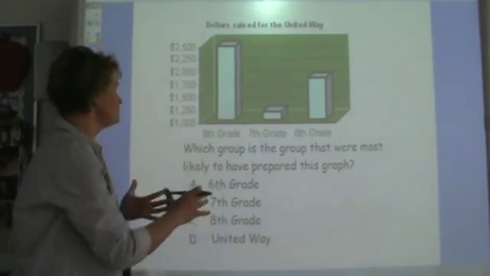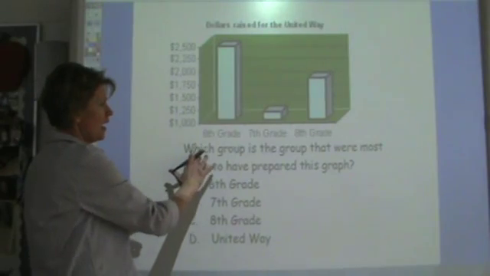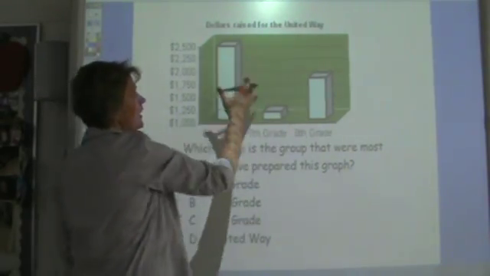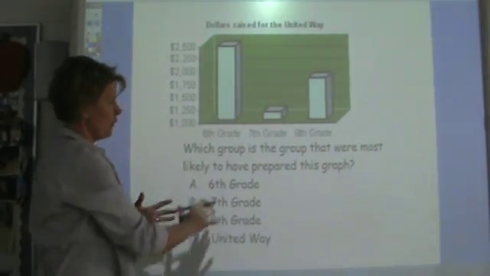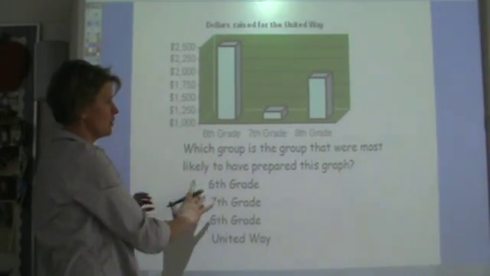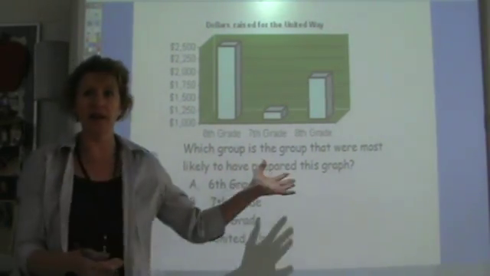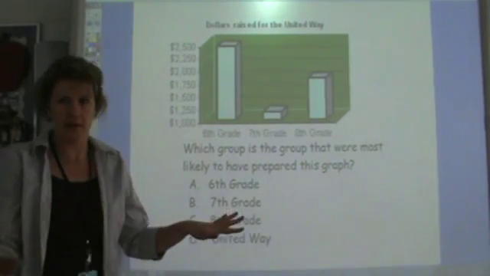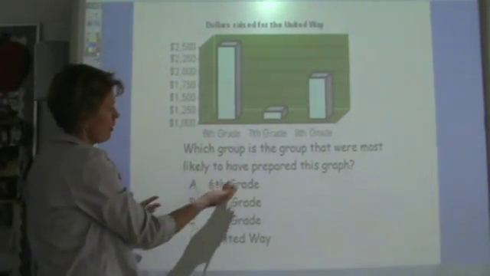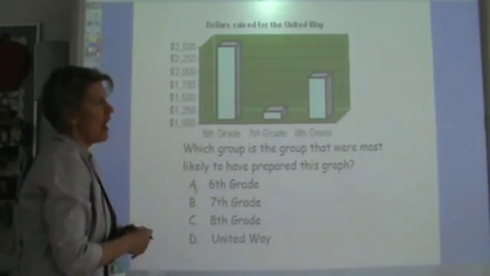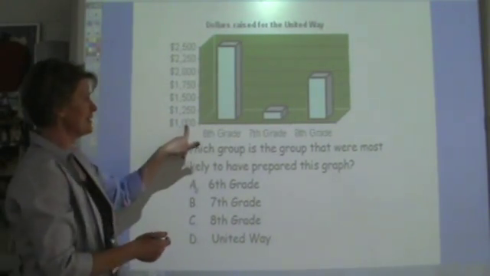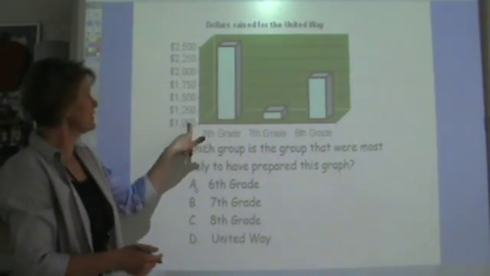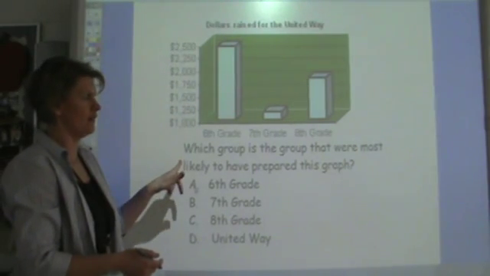So for example, on this one, we've got the 6th grade, 7th grade, and 8th grade, and the money they raised for the United Way. Okay, so which group is most likely to have prepared the graph? Well, at a quick glance, it looks like the 6th grade did awesome, right? So most likely the 6th grade made this. And the way they made it misleading is that they didn't start with 0. They started with 1,000 and then they counted by $250.